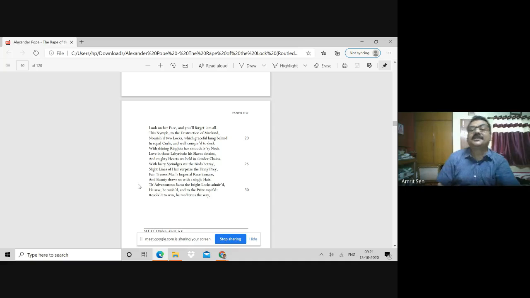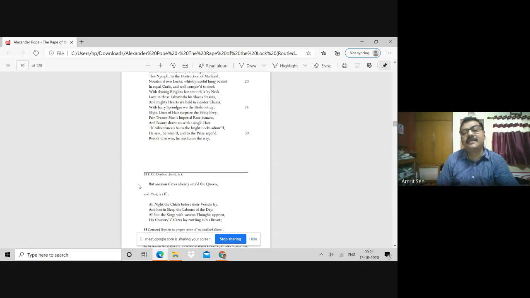So love in these labyrinths his slave detains, and mighty hearts are held in slender chains. Please remember that this concept of the lover being chained within the tresses of hair of the woman was prevalent from the classical age onwards, and later carried on especially in the poetry of Petrarch. The concept of being enslaved by the woman through her hair could be found in Petrarchan poetry. And Pope is using this Petrarchan reference for this kind of description. And you will find that Belinda's locks, in every curl, have the heart of a lover, as it were, encased. And mighty hearts are held in slender chains.